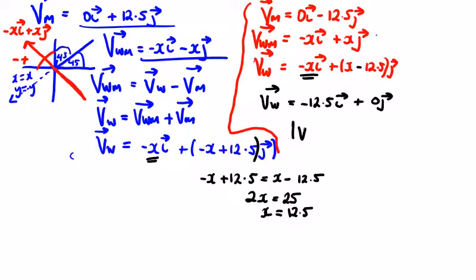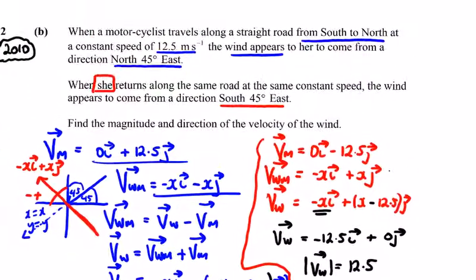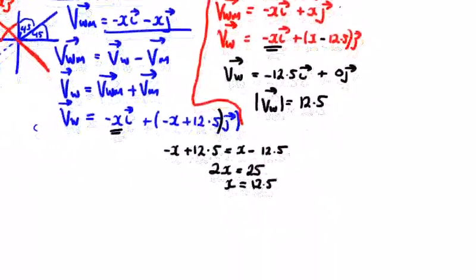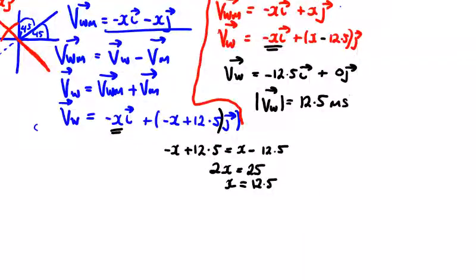So the magnitude of the velocity of the wind is going to be 12.5. And we're dealing in meters per second. Are we dealing in meters per second? Yep, meters per second, ms to the minus 1. And then this direction, minus 12.5 in the I direction, minus I direction. The direction would be due west.